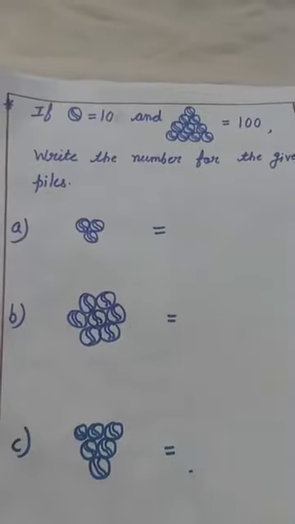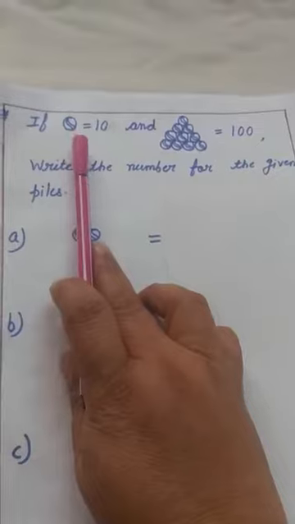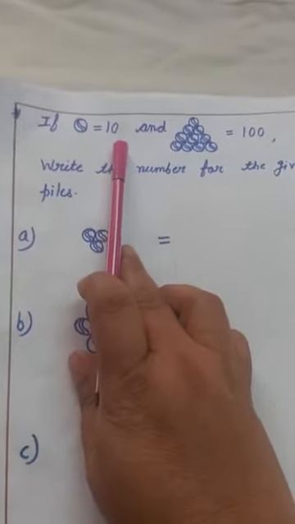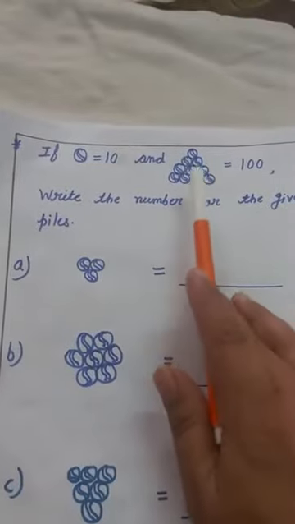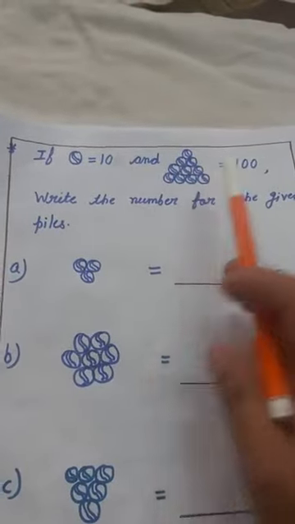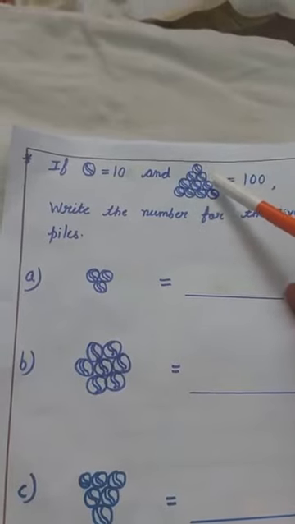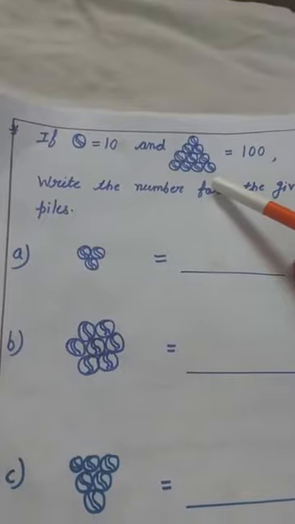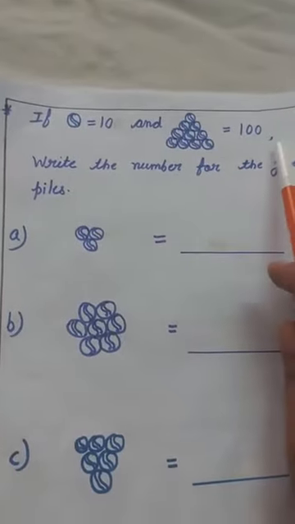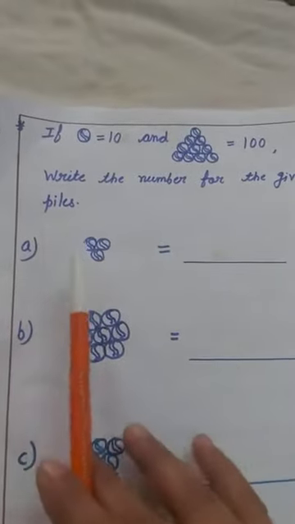Here in this question, we have given one bowl and one bowl is equal to 10. And in this, how many bowls are there? Let's count. 1, 2, 3, 4, 5, 6, 7, 8, 9, 10. There are 10 bowls and 10 bowls are equal to 100. So, we have to write the number for the given piles.